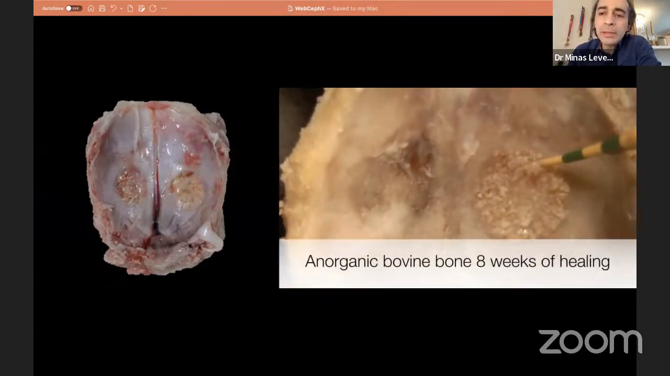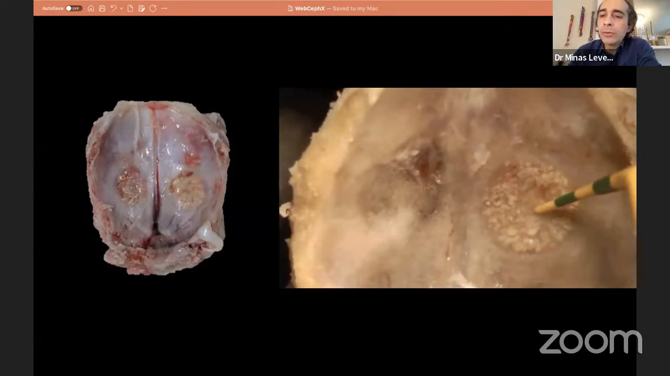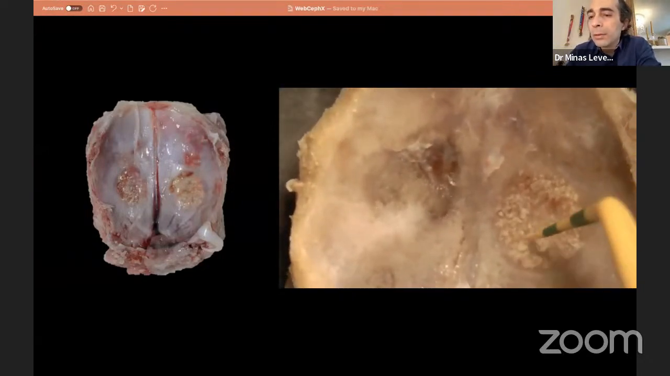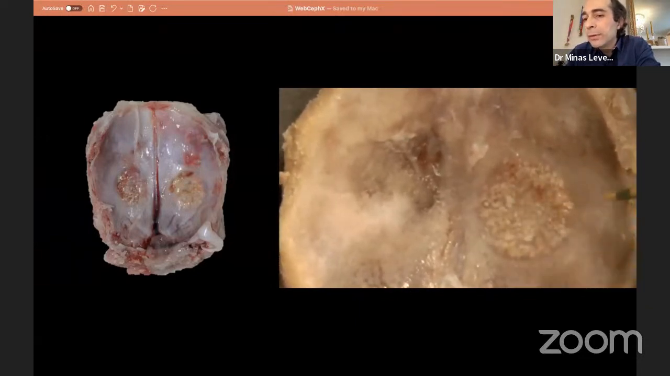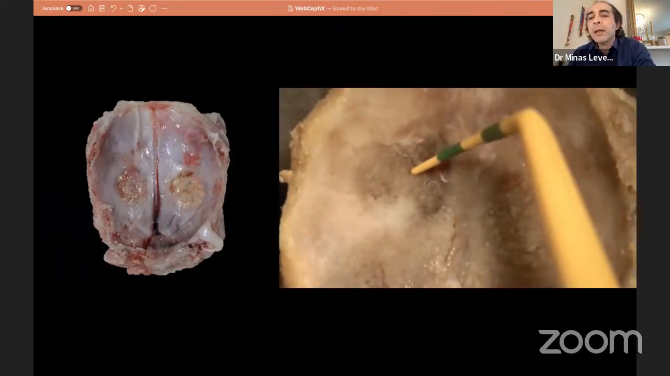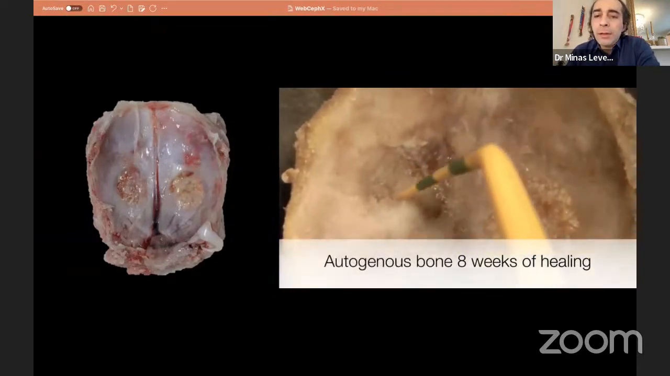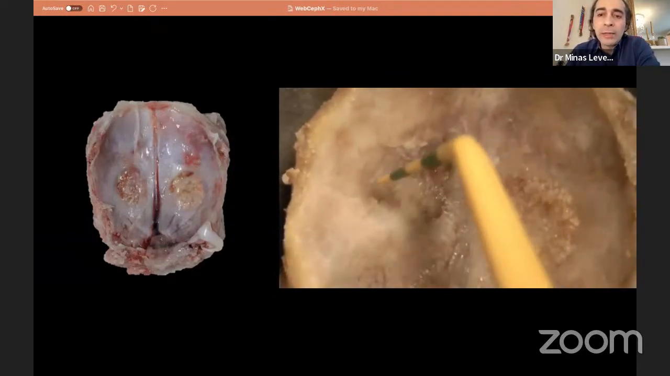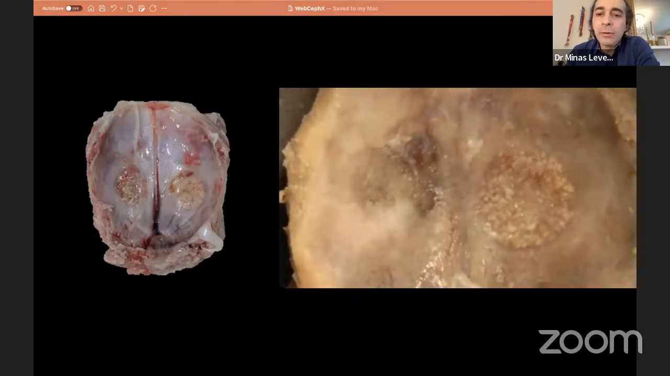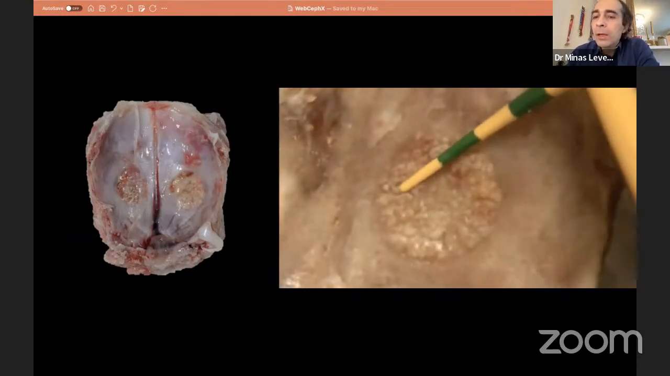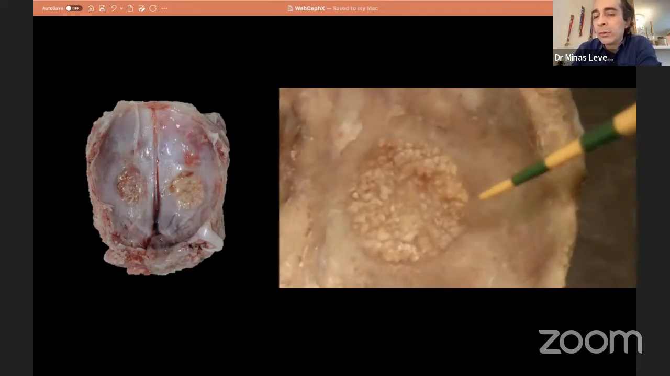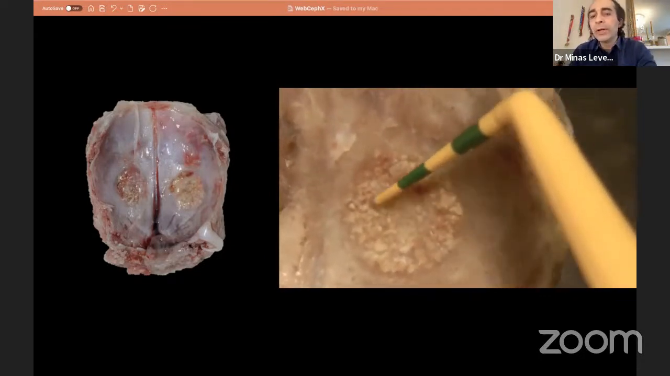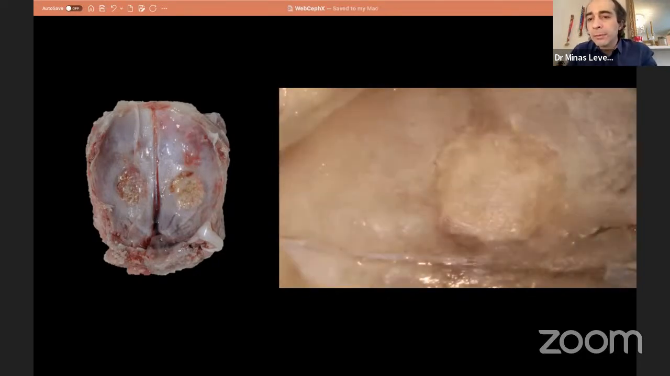Now, the big difference is how they heal. So this is after around 8 weeks, 10 weeks. So you see the difference regarding the healing macroscopically. This is a site that was healed spontaneously. So we have a thin layer of autogenous bone. And look the difference when we have used a xenograft, a particulate xenograft. It's a totally different healing pattern.